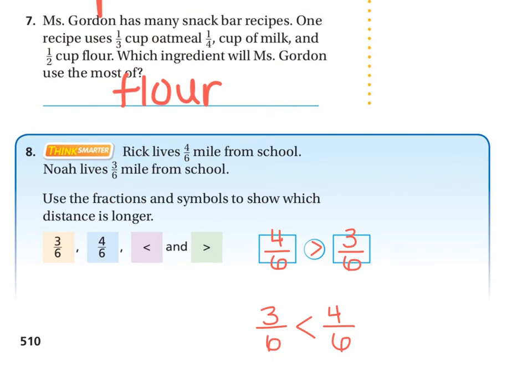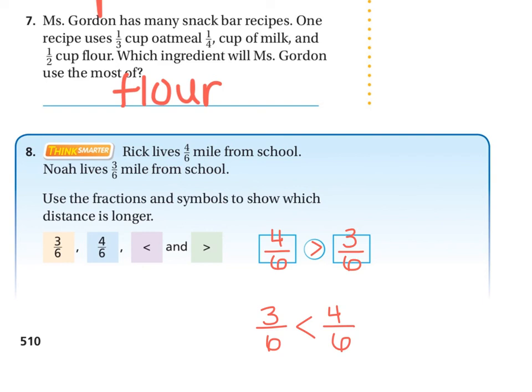For number 8, you needed to show that 4/6 is the bigger fraction. You could have written it like this: 4/6 is greater than 3/6. Or if you wrote 3/6 first, it would be 3/6 is less than 4/6. Again, 4/6 is the greater fraction, so your greater than sign should be eating the 4/6, or here the less than sign should be eating the 4/6.